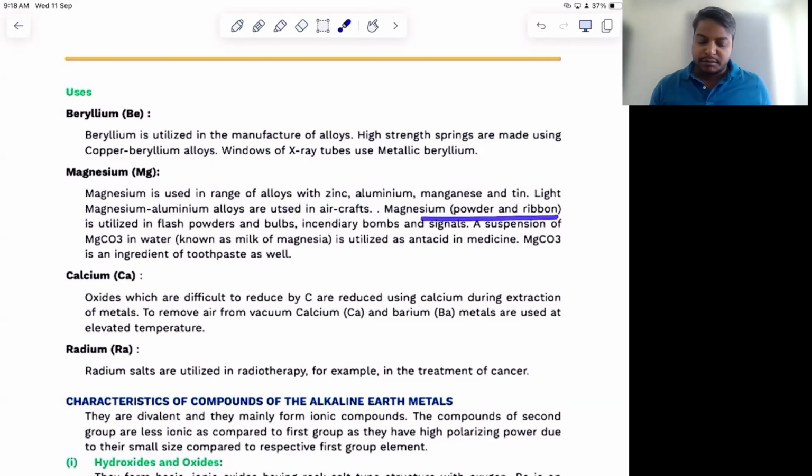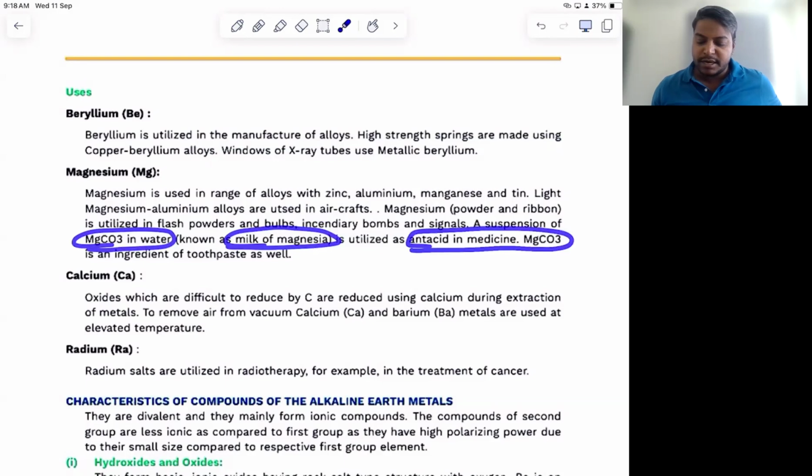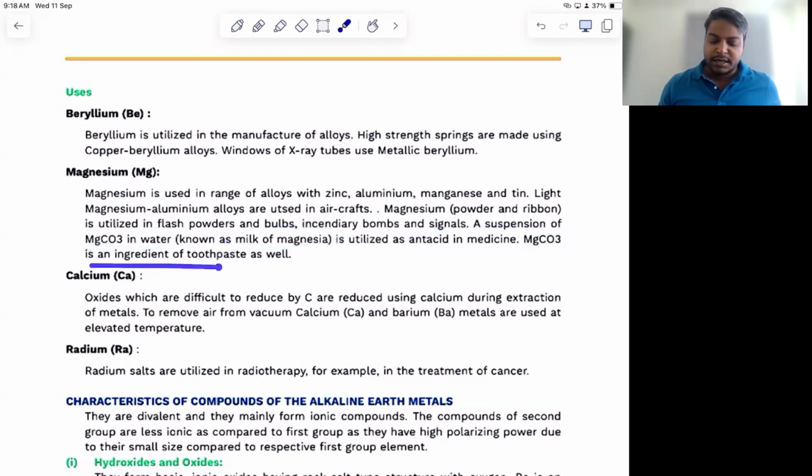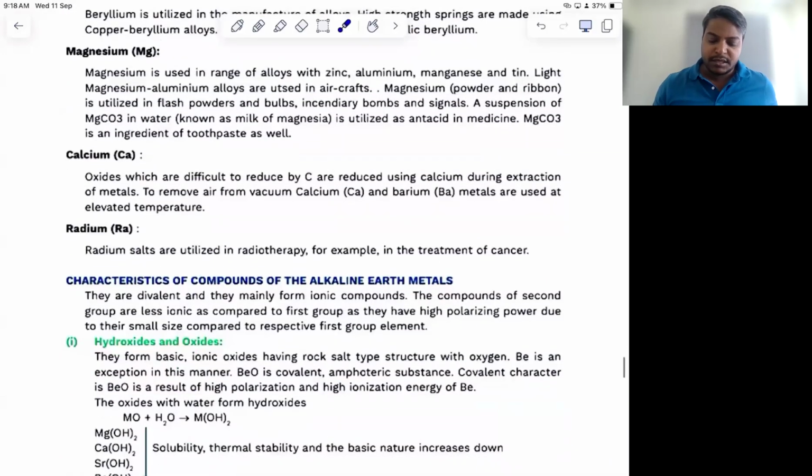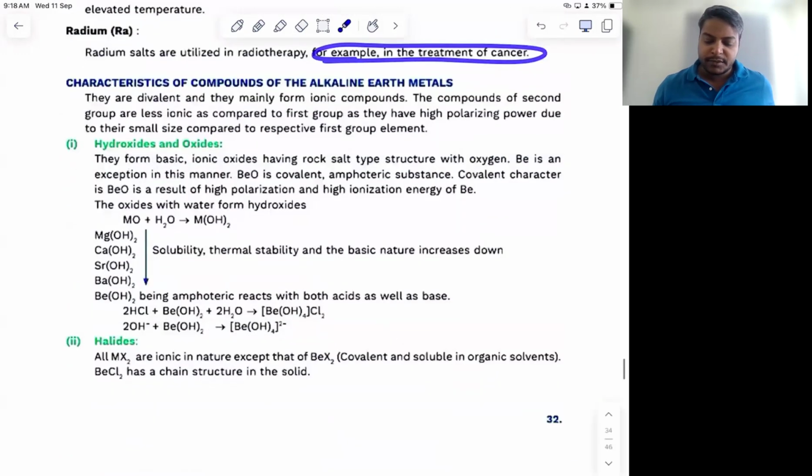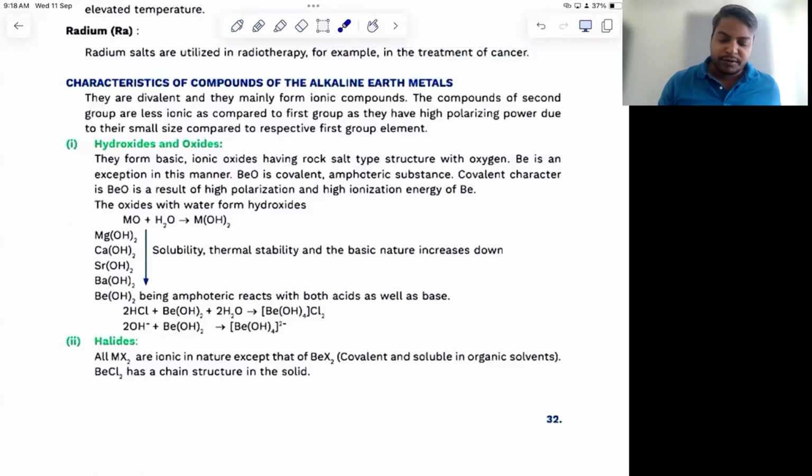Next, magnesium powder is utilized in flash powders and bulbs, and incendiary bulbs and signals. A suspension of Mg(OH)2, which we call milk of magnesia, is utilized as an antacid. MgCO3 is an ingredient in toothpaste as well. Okay, these are a few uses for magnesium. Calcium, I'm sure you can read this and complete it. Radium salts are used for radiotherapy and treatment of cancer. Notice the compounds of metal hydroxides here.